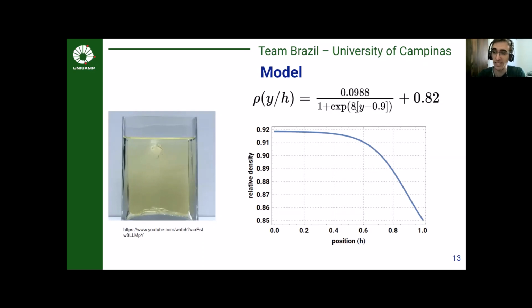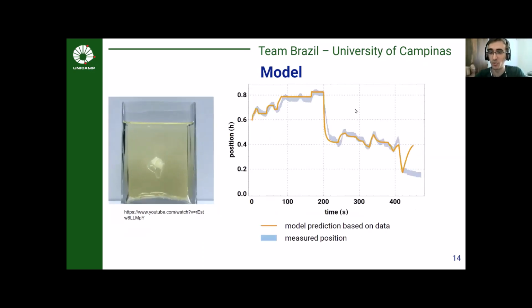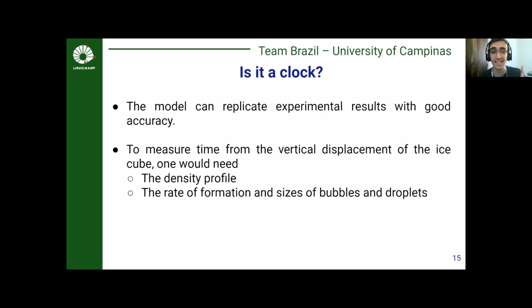So when we do that, and we compare the predictions of our model to the experiment, we get a very nice correspondence. So the orange continuous line is the prediction of the model based on the data acquired from the video, and the blue shaded region is the actual measured position. So we believe that this model seems to account for all the physical phenomena occurring here. But now we want to ask, more importantly, is it a clock?